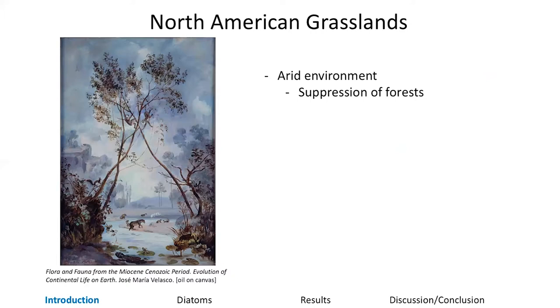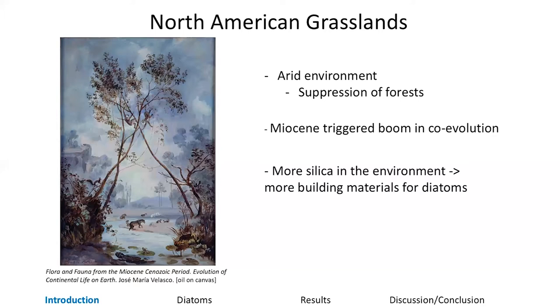And these grasslands really triggered a big boom in coevolution because as the grasses spread, the grazers like horses also spread and evolved to eat the grasses. And the grasses did not want to be munched on. So they started to produce more silica to get themselves harder and more difficult for the horses to chew. And so they're producing more silica and introducing more silica to the environment. And if you remember, diatoms are made of silica. So the more silica there is in the environment, the more building material these diatoms have to create bigger, stronger valves and to evolve.